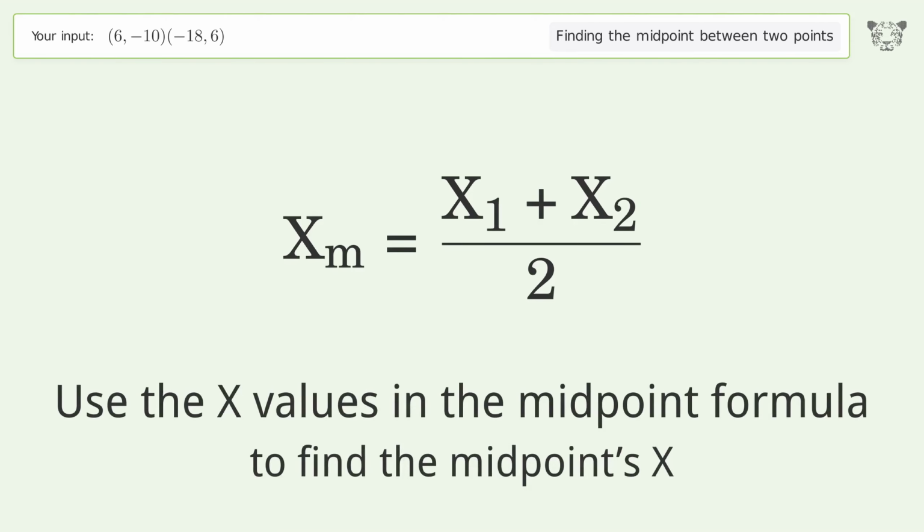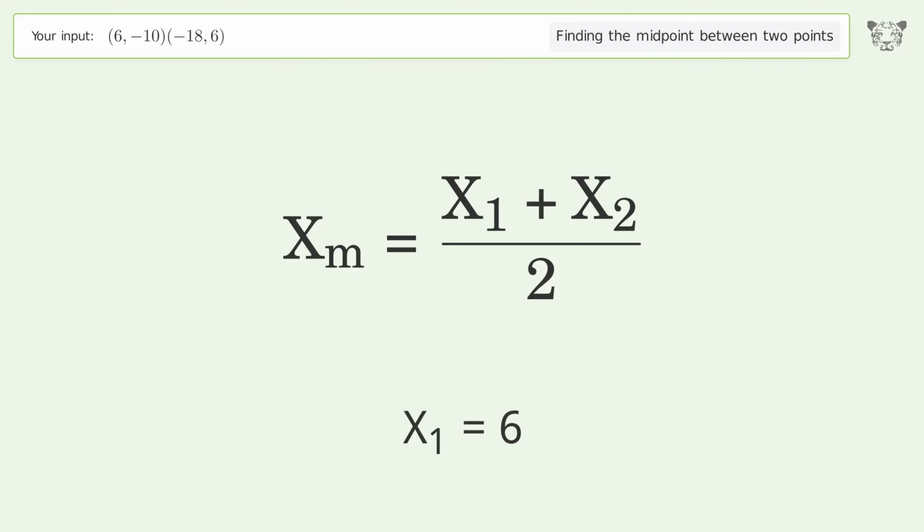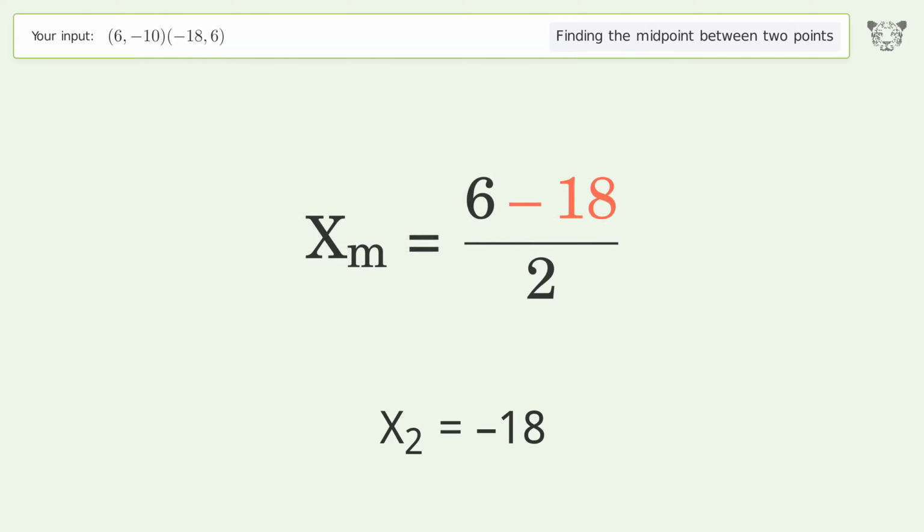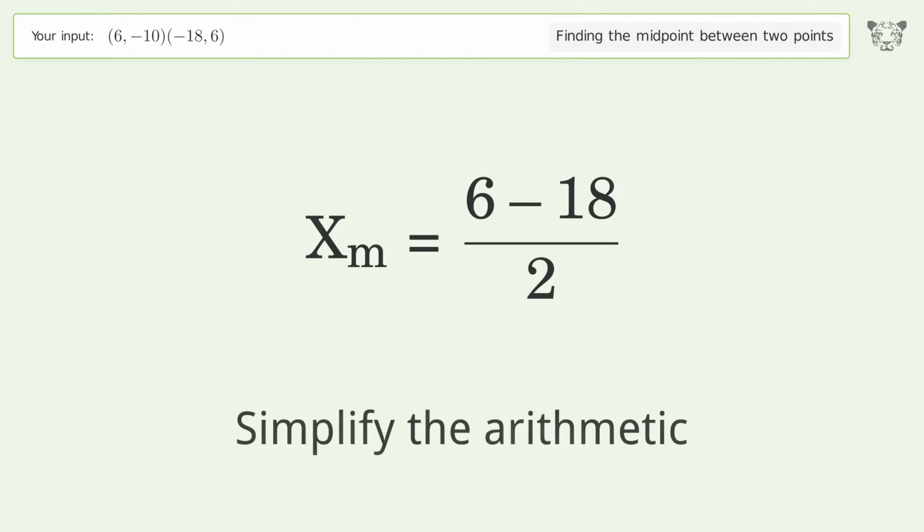Use the x values in the midpoint formula to find the midpoint's x. x1 equals 6. x2 equals -18. Simplify the arithmetic.